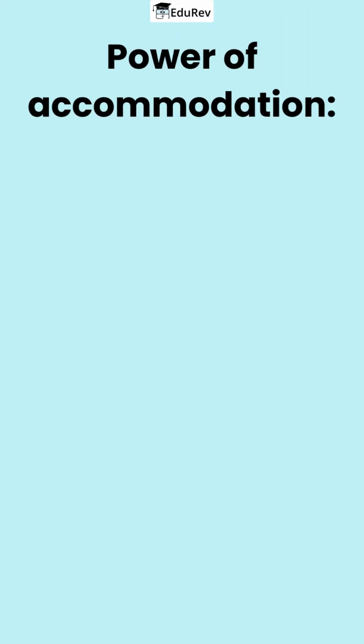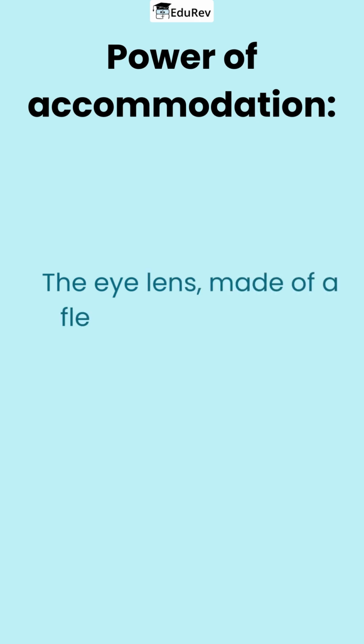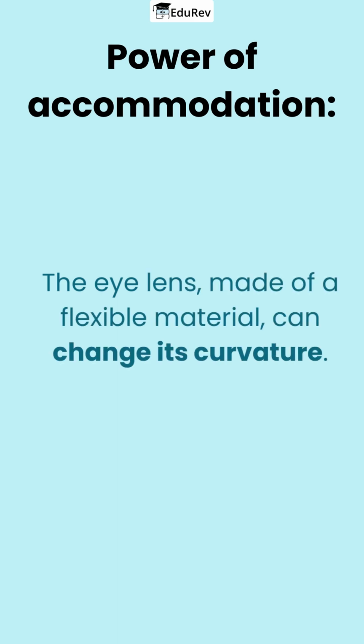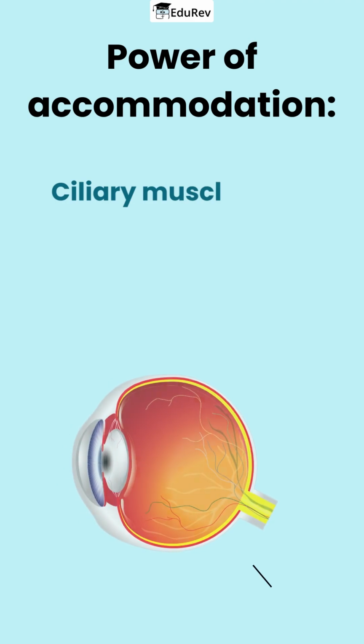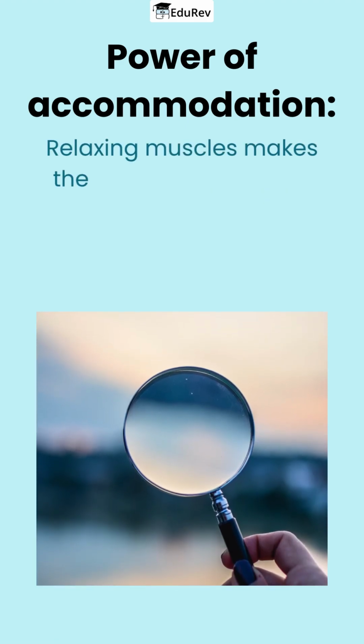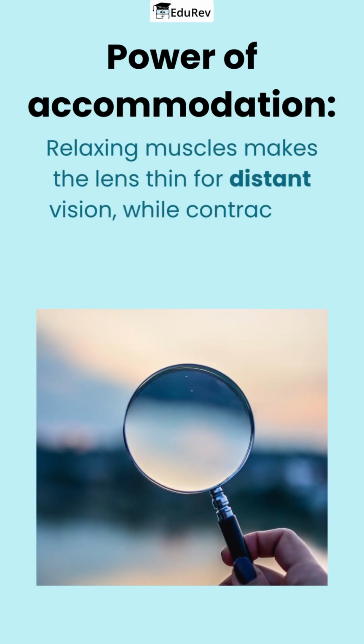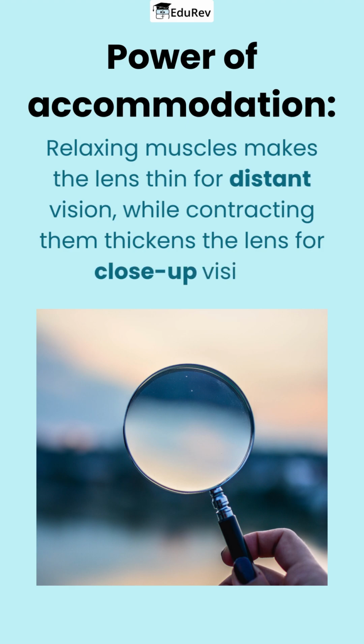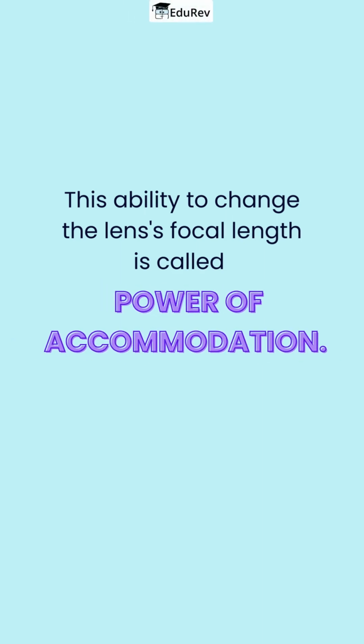Power of accommodation. The eye lens is made of a flexible material that can change its curvature. Ciliary muscles help adjust the lens curvature, altering its focal length. Relaxing muscles makes the lens thin for distant vision, while contracting them thickens the lens for close-up vision. This ability to change the lens's focal length is called power of accommodation.